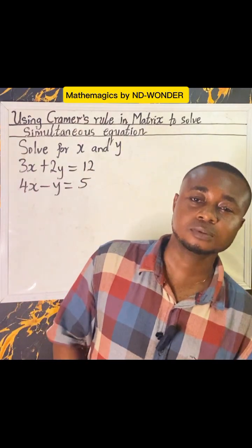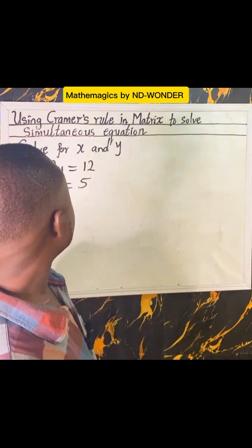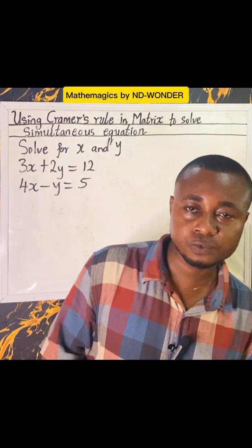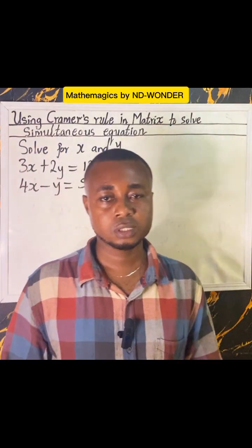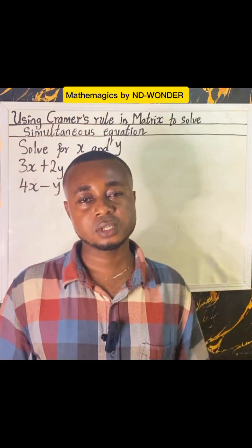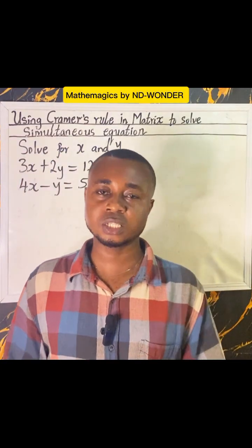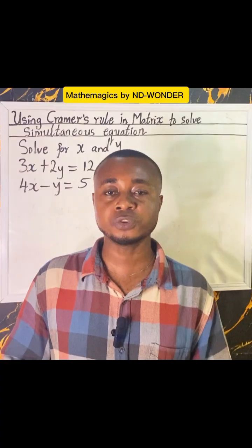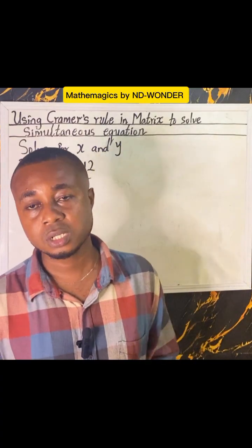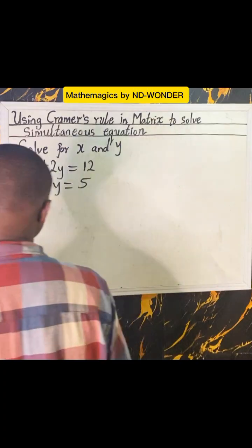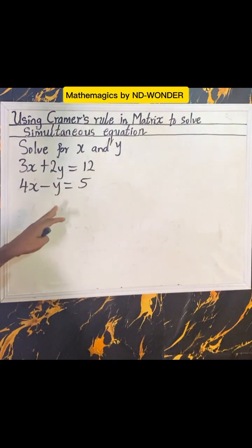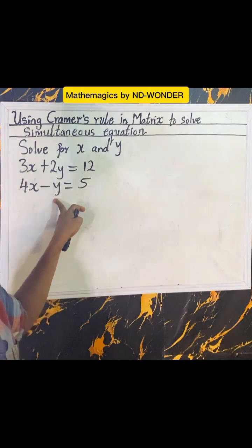Hi people, quick one. I am using Cramer's rule in matrix to solve simultaneous equations. First and foremost, what is a matrix? A matrix has to do with a mathematical array of numbers arranged in rows and columns. At this point, all I need to do is apply Cramer's rule in solving this simultaneous equation.